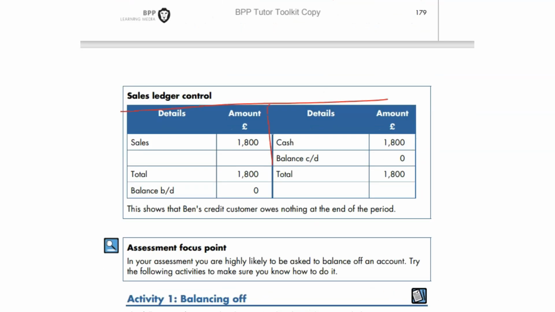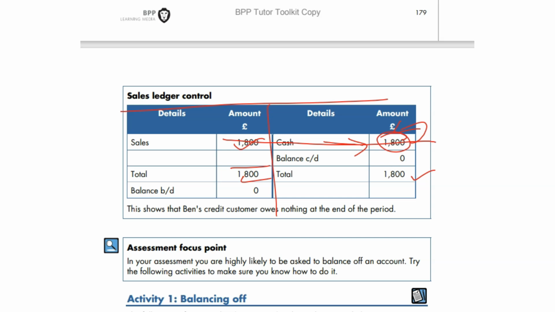Same way with SLCA, this side is bigger, 1,800 written here. This time we didn't get paid anything from your SLCA receivables. So did we? No, we got 1,800, right? So be careful with that. We got 1,800. That means nothing is owing from our customers. It cancels each other, both sides cancel each other out.